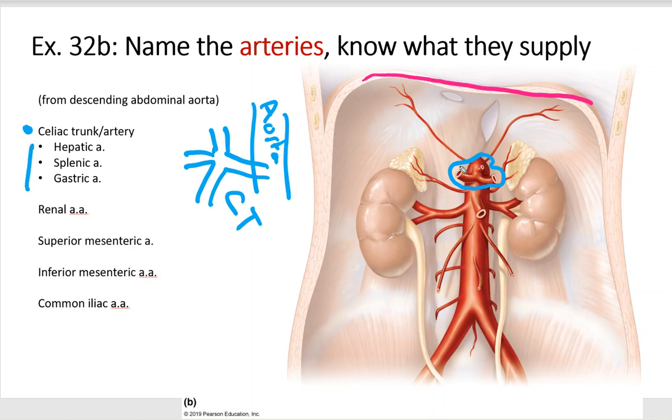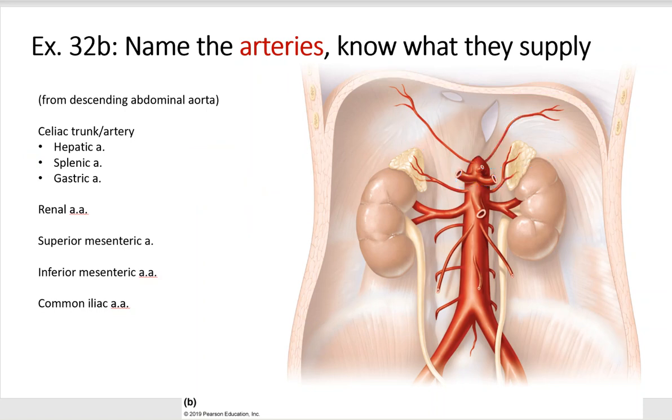And so you're going to have the hepatic artery going to the liver. You're going to have the splenic artery going to the spleen, and you're going to have the gastric artery going to the left side of the stomach. Continuing on down, you have renal arteries, you have superior mesenteric, inferior mesenteric, and then once our abdominal aorta splits into a V, these are common iliac arteries.